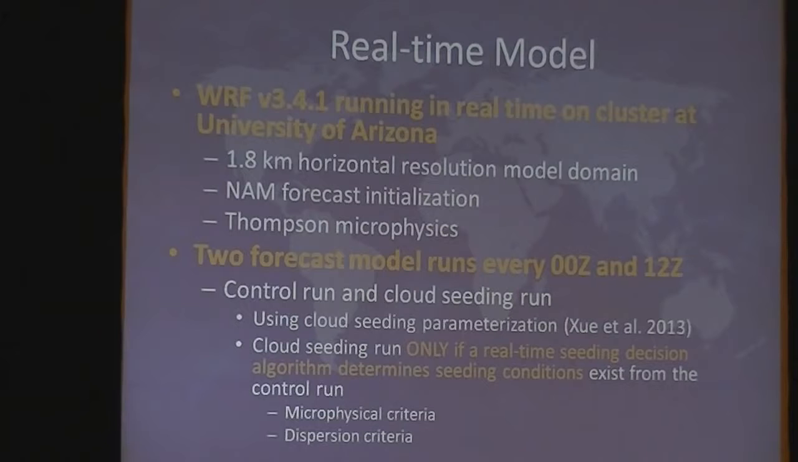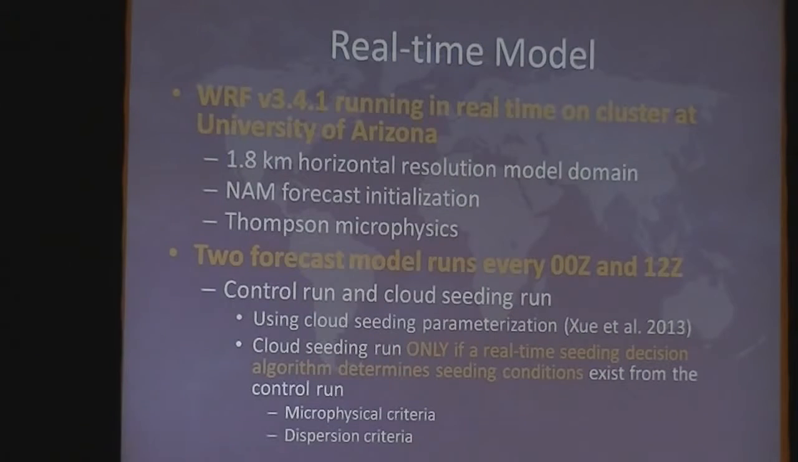So we can run this point source seeding parameterization like I just showed you from aircraft. You can put a line of AgI into the model at any given time and place. We can also do it from the ground for ground-based seeding generators as well. And so what we're doing now is we're putting this into a real-time forecast model. I mentioned earlier that Idaho has been running a real-time forecast model with the University of Arizona.